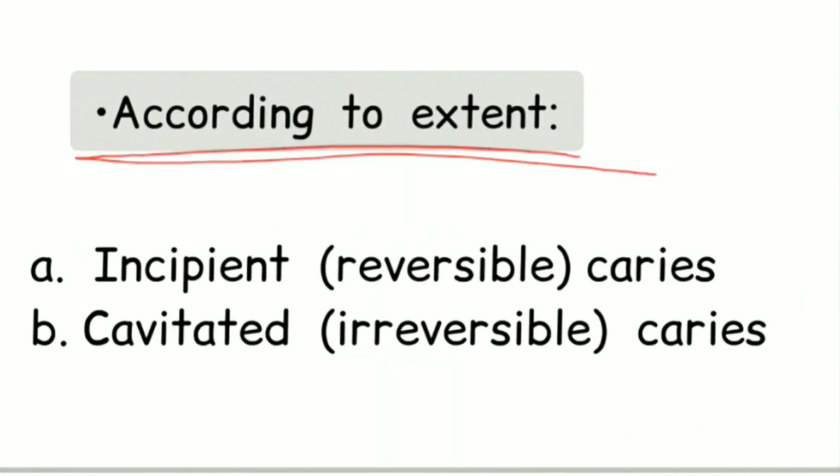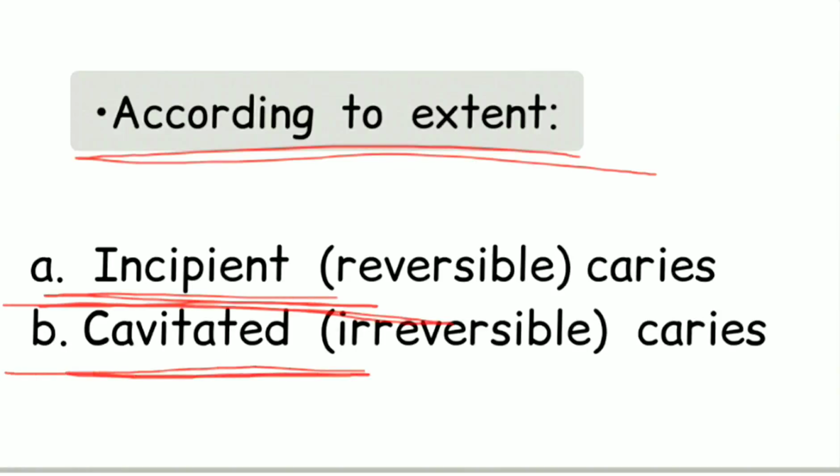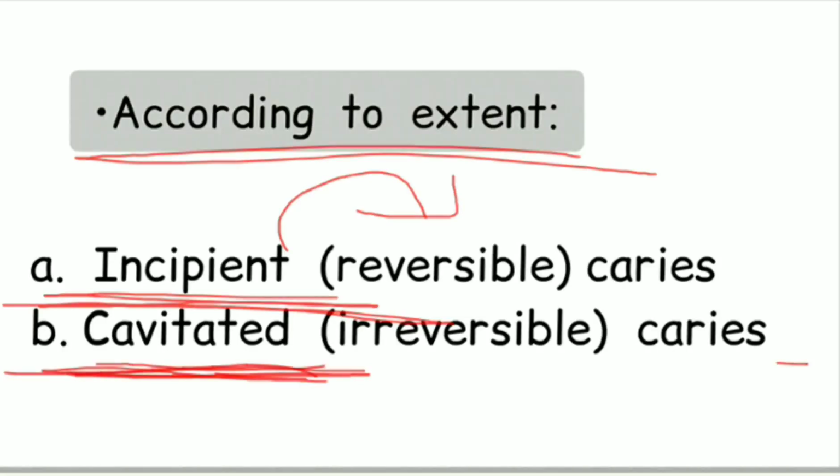When we talk about classification according to the extent, it can be classified as incipient caries and cavitated caries. Incipient caries is also called reversible caries because it is in that state of caries progression in which it can reverse back to normal tissue. While cavitated caries is irreversible caries, it cannot be reversed back to normal tooth structure.